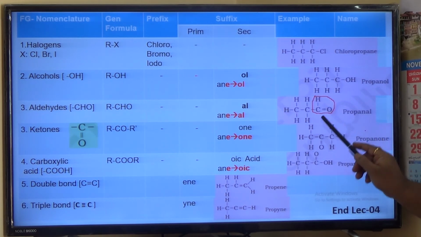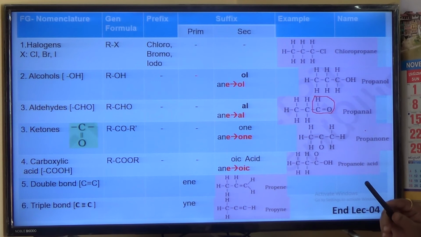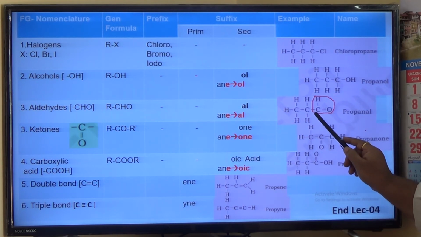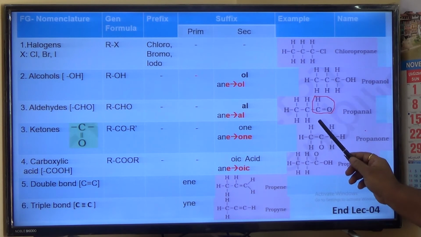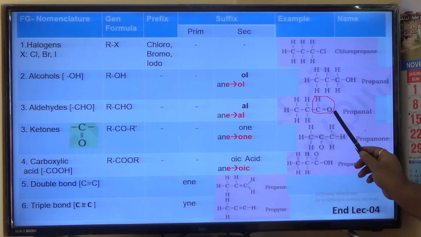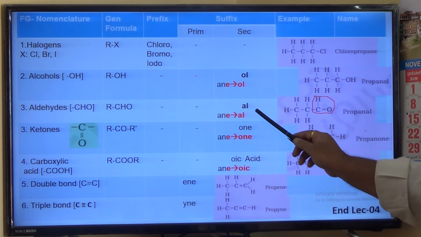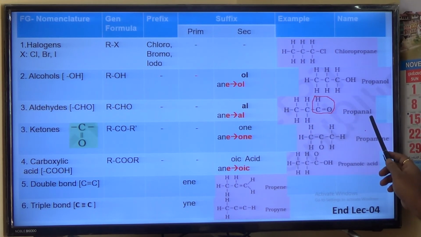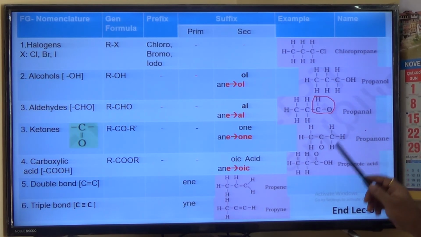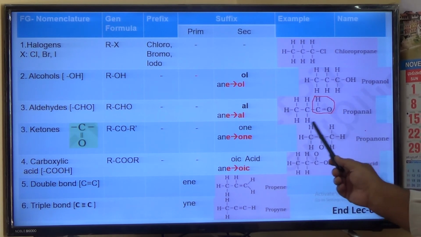And how to read this? Count the number of carbon atoms in the parent chain. This is the parent chain: 1, 2, 3, prop. Single bond between carbon atoms, ane, propane. Functional group CHO, so the E should be replaced with "al". Propane is there, but the E is replaced with "al", and it becomes propanal. Clear? So this is how we can represent the aldehydes.